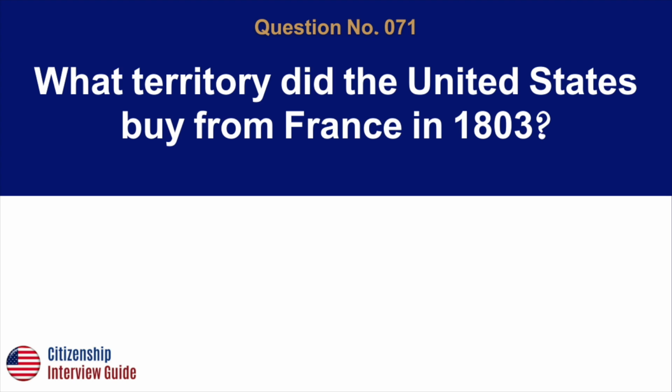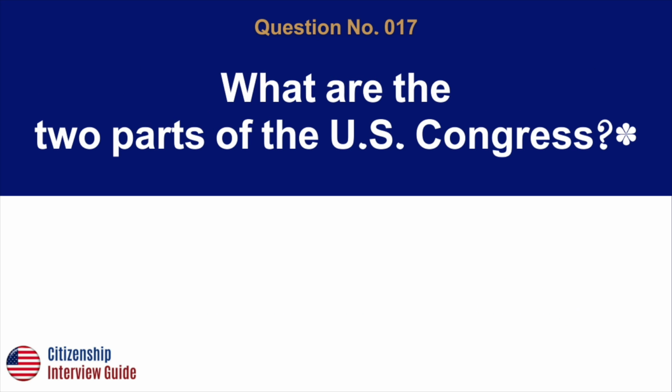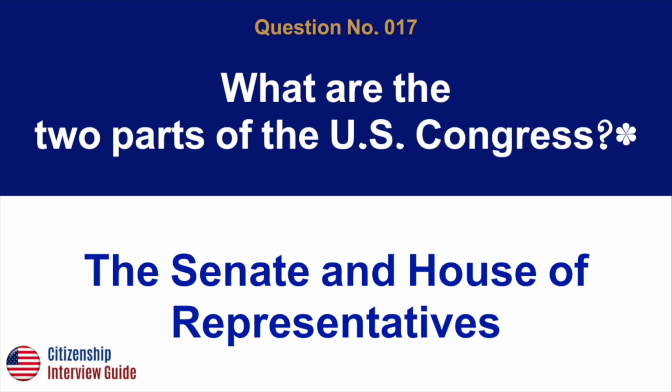What territory did the United States buy from France in 1803? The Louisiana Territory. What are the two parts of the U.S. Congress? The Senate and House of Representatives.